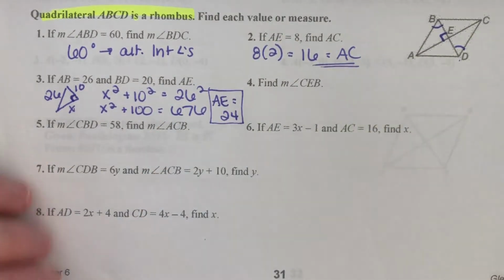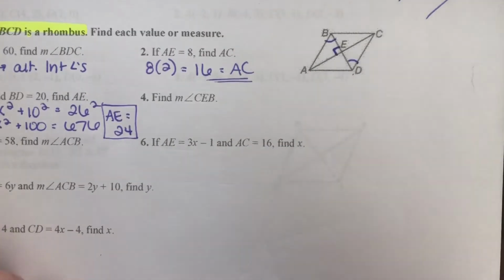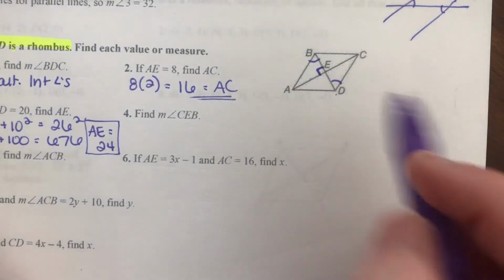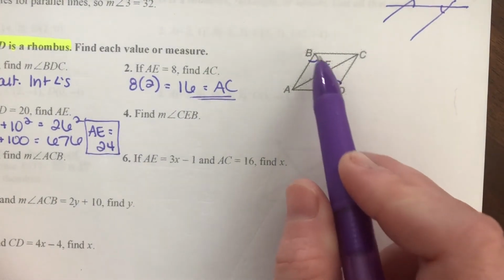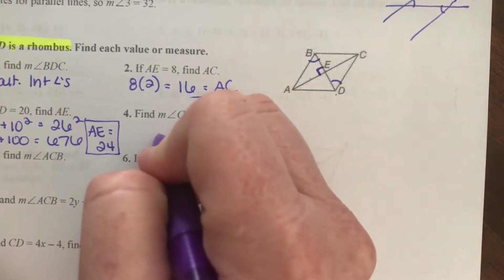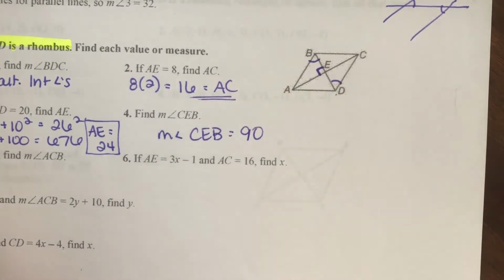Hopefully you guys will have more room on your paper to show all your work. And make sure you are showing all your work. All right, find the measure of CEB. Okay, so I know this is 90 because these are perpendicular. So the measure of angle CEB equals 90.